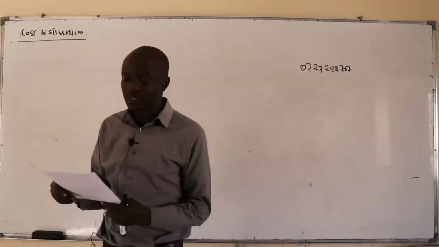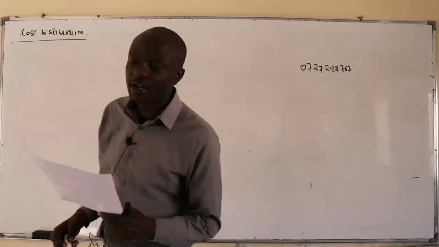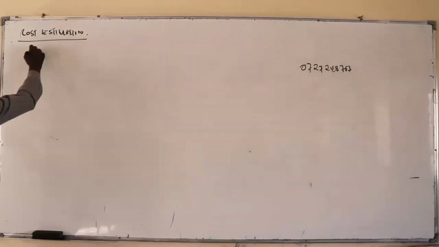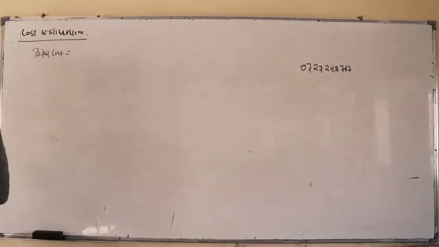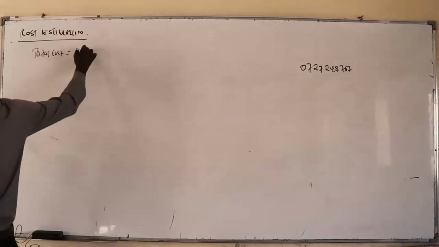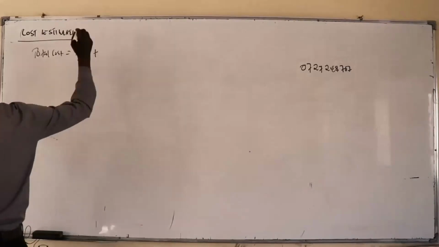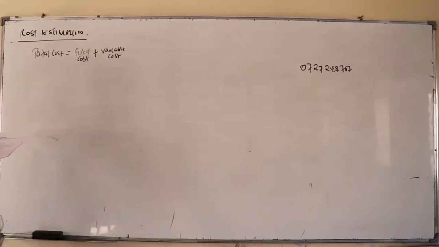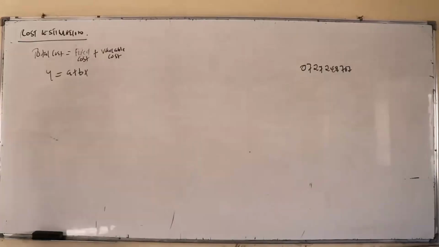So it assumes that the total cost is made up of fixed and variable costs. It assumes that the total cost is equal to fixed cost plus variable cost. That is the assumption. In other words, y is equal to a plus bx. That is the assumption of this particular estimation topic.